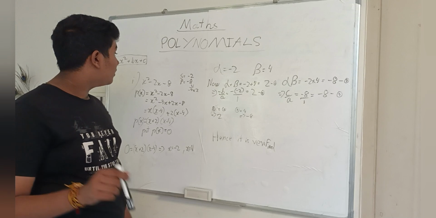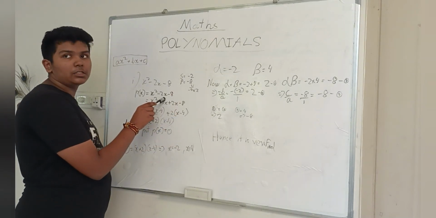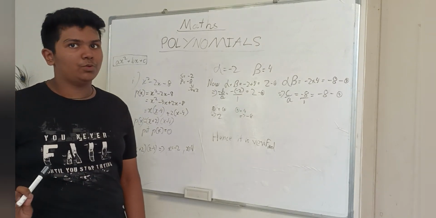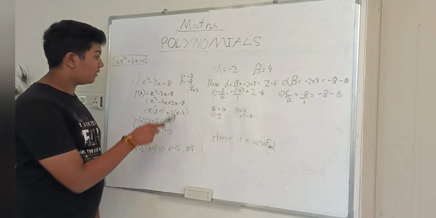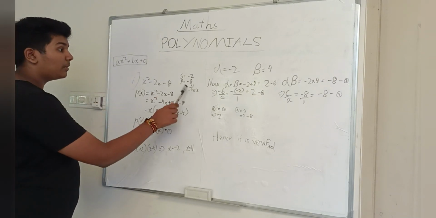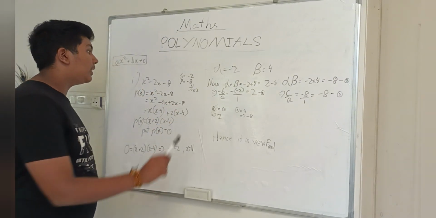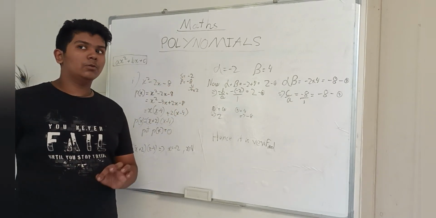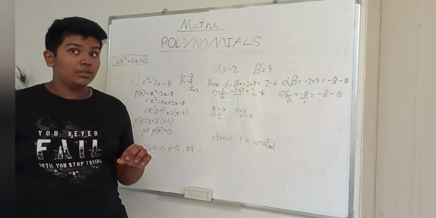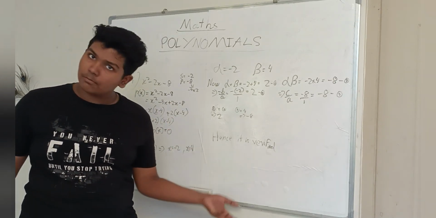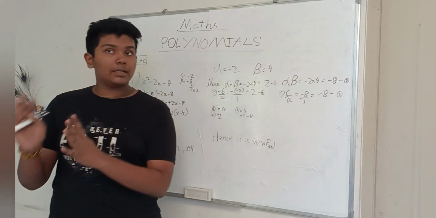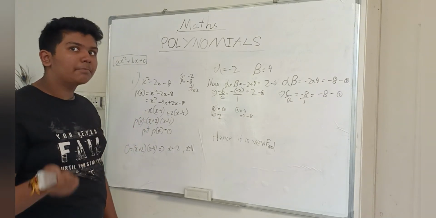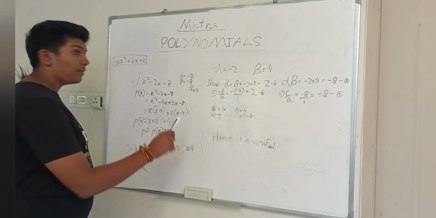How did we get that? We have to split this term. First we have to write the sum, which is minus 2, and the product, that is 8 into 1, which will be minus 8. Now we have to find two numbers which will give the sum minus 2. Minus 4 and 2: minus 4 plus 2 is minus 2. So we will take minus 4 and 2 as the splitting terms. So we put minus 4x plus 2x minus 8.